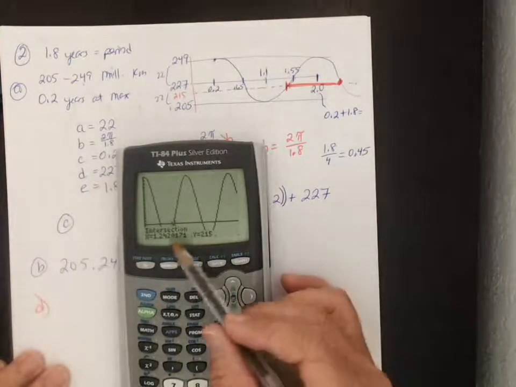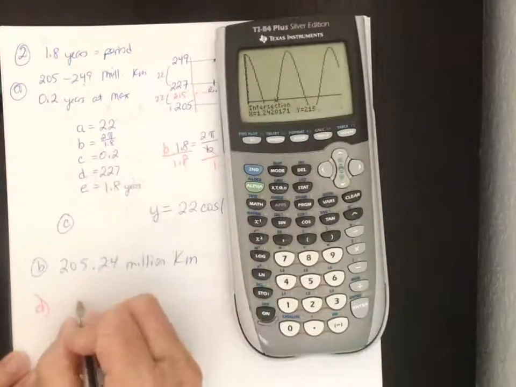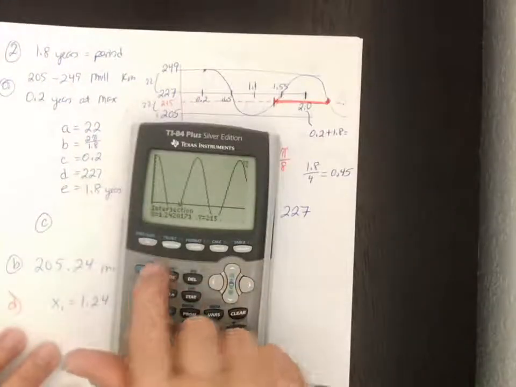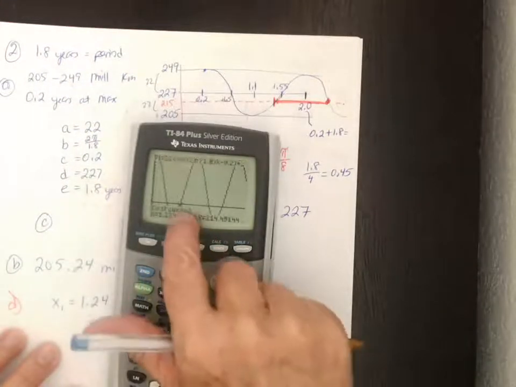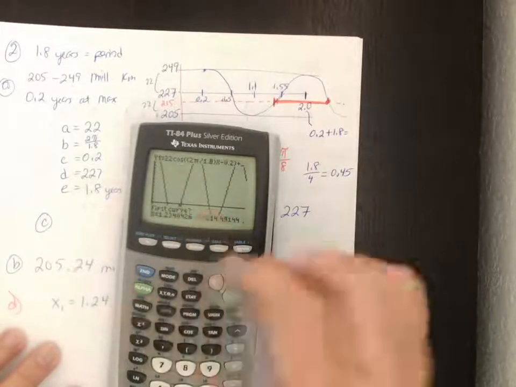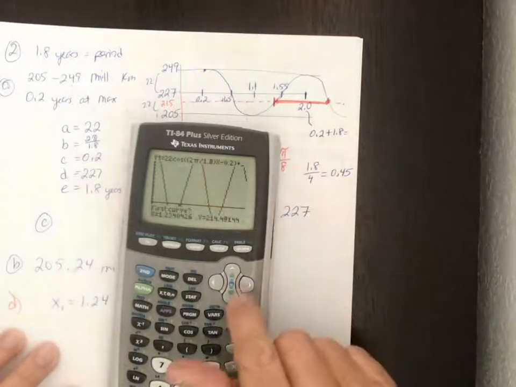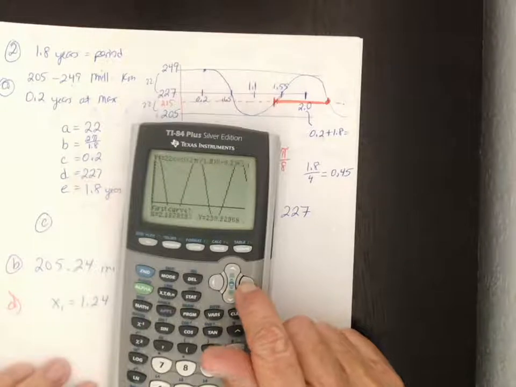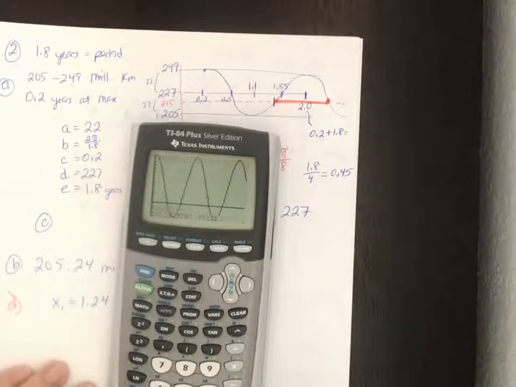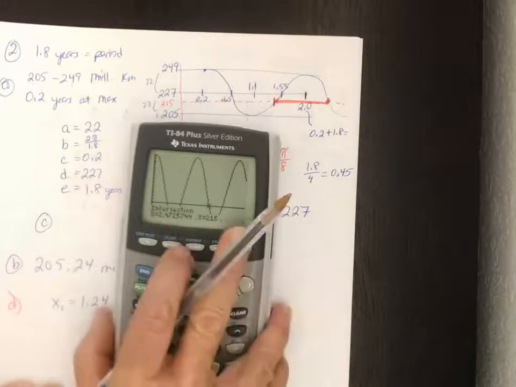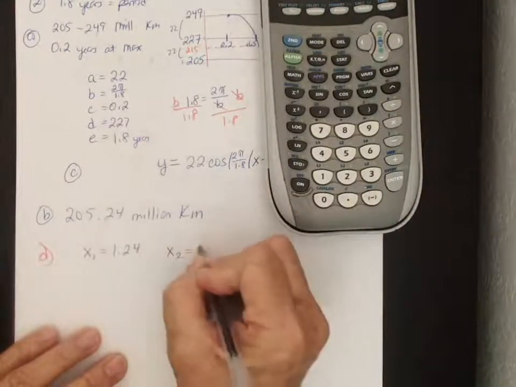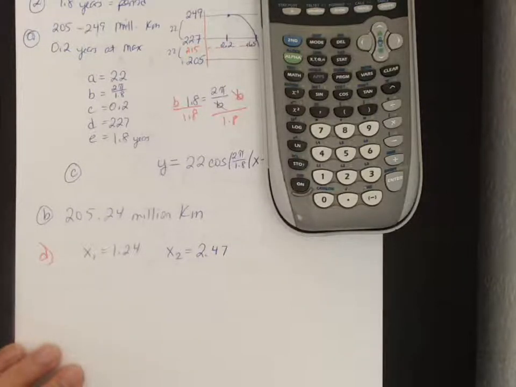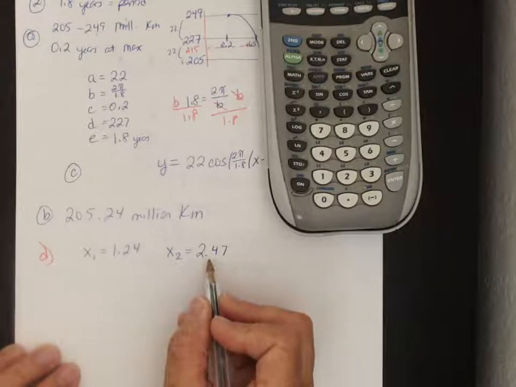So the first intersection point was at 1.24. So I'm going to just put x1 equals 1.24 years. And I'm going to do the same thing. Second trace, option 5. But this time I need to move the cursor over to here. Because again, I'm looking for how long is it further away. So go ahead and move that cursor close to the intersection point that you want. That's close enough. And enter 3 times. And I get 2.47. So x2 equals 2.47 years. The difference between these is how long Mars was at least 215 million kilometers away from the sun.